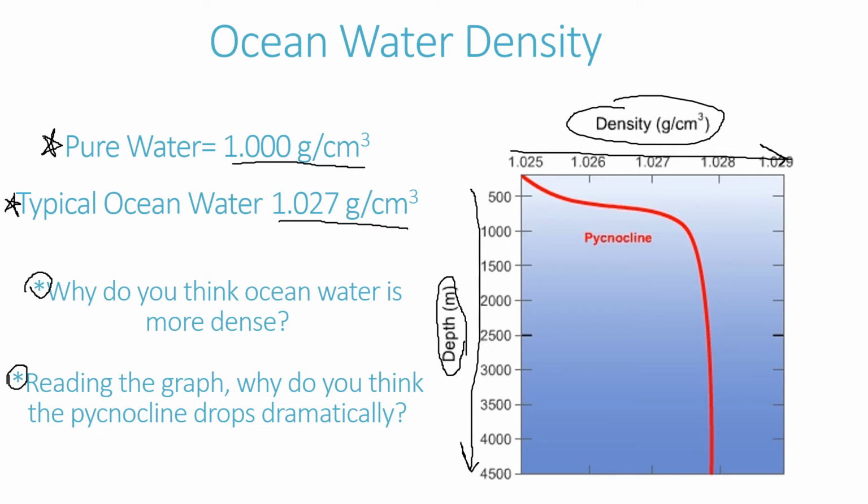So if we're looking at our pycnocline line here, the shallower the water, we can see the density is less. As the water gets deeper, this line begins to plummet very dramatically. So I want you to write in your science notebook, why do you think this happens?